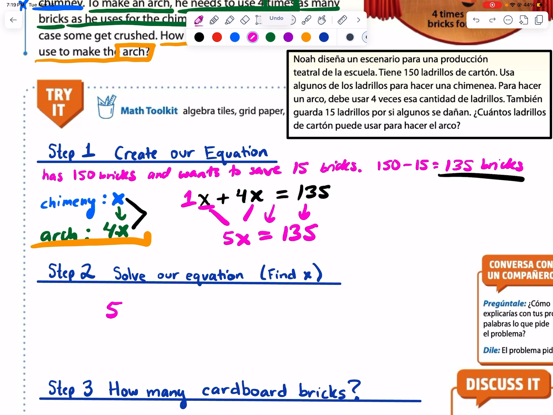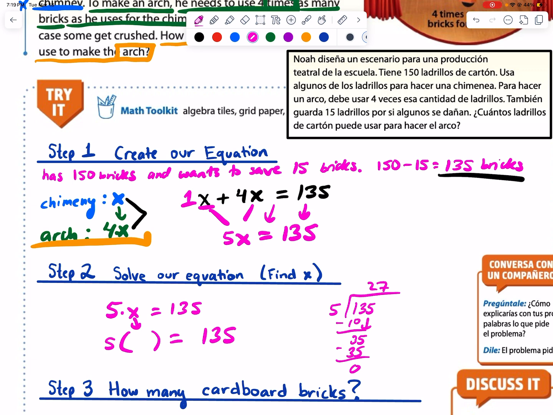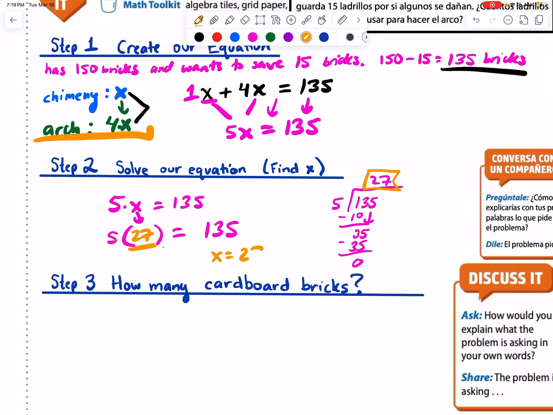5 multiplied by x equals 135. I'm going to rewrite this with parentheses instead. So what number times 5 is going to equal 135? Honestly, I have no idea, so I'm going to use long division. 135 divided by 5. 5 goes into 13 twice. 10, subtract, bring down the 5. 5 goes into 35, 7 times. So 27. That means that 5 times 27 equals 135. That means that our x is equal to 27.